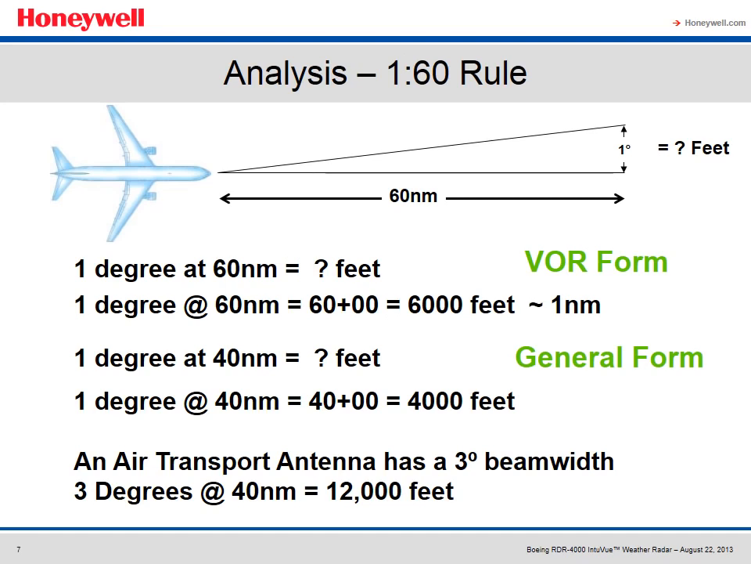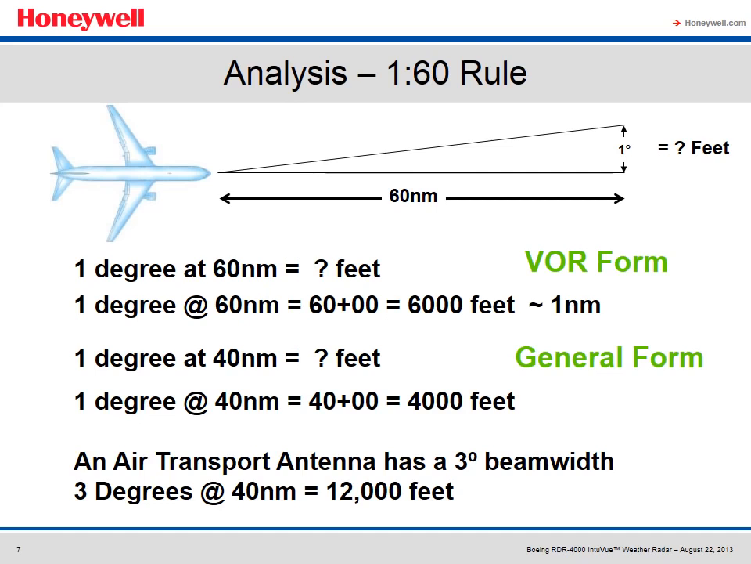The vertical extent of the cell can be determined using the 1 in 60 rule. Remember the 1 in 60 rule from early navigation training. If you are 60 nautical miles from a VOR station and 1 degree off track, you are 1 nautical mile off track. For radar, there's an easier form of the rule. Just take the range, add 2 zeros, and that will tell you how many feet 1 degree is at any range. For example, at 60 nautical miles, add 2 zeros, and 1 degree at 60 nautical miles is 6,000 feet, which is very close to 1 nautical mile.